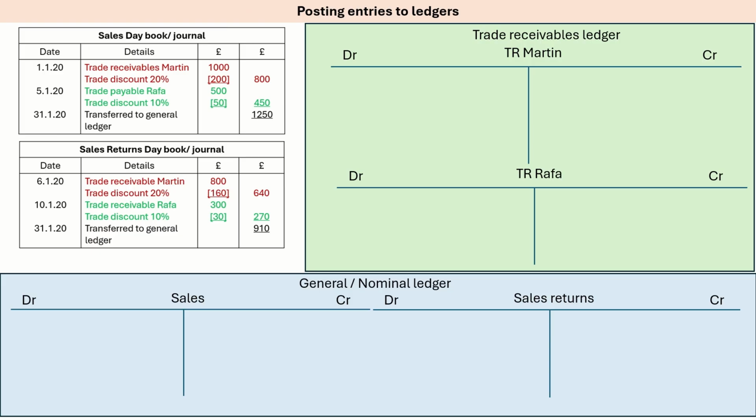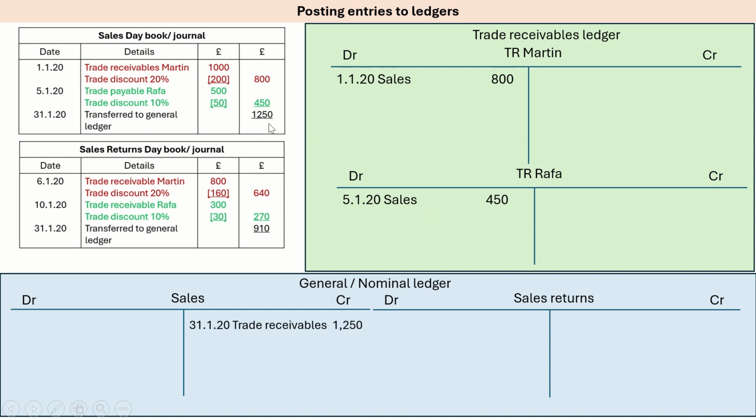Now, with this information available, let's transfer the entries to the trade receivable ledgers and the general or nominal ledger. So the double entry for credit sales is what is applicable while transferring entries from the sales day book. So you debit the trade receivable accounts and you credit the sales account. Enter the date 1/1/20. Credit sales worth 800 for Martin. Therefore, you enter in Martin's account. And then on 5th, there is another credit sale to Rafa. Debit in Rafa's account 5/1/20, sales 450.